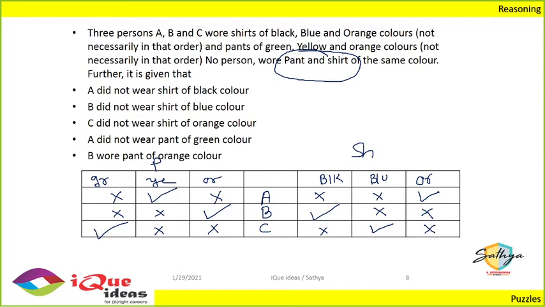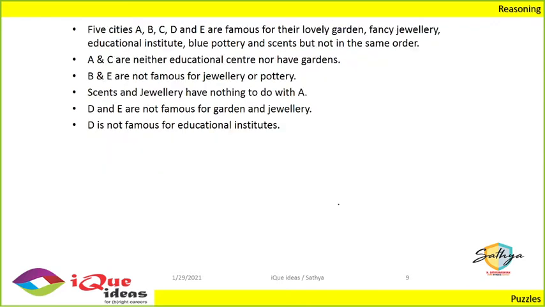Okay. Now this again is a very good example. I'll give you a couple of minutes. You have to match each city with the thing that they are famous for. Match each city with the thing that they are famous for.